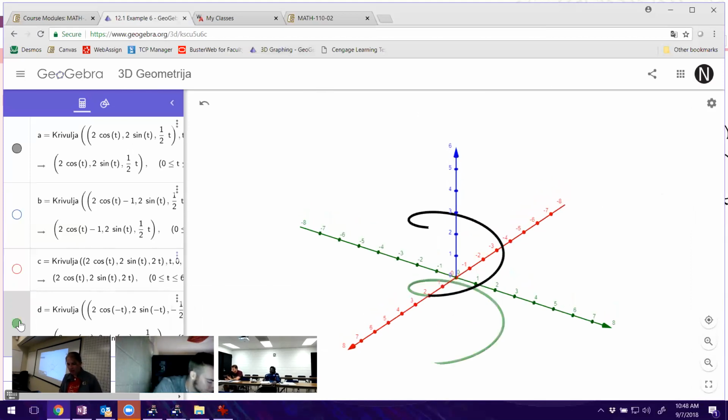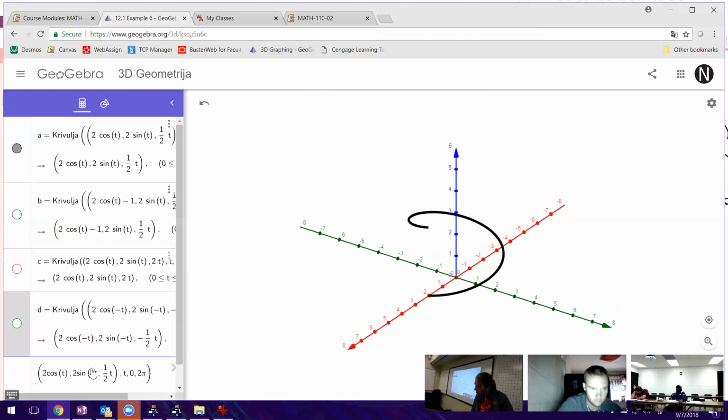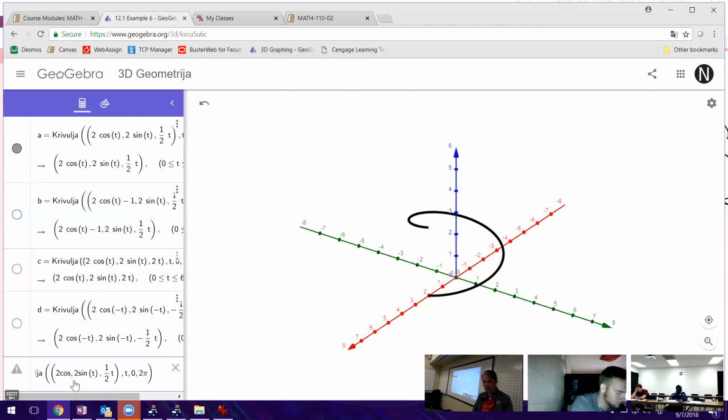Oh, how many do we got left? 2 more left. What do you think is going to happen in D? What are the changes there? We have, well, we totally reordered things, right? Now my x component, instead of being cosine, my x component is 1/2 t.